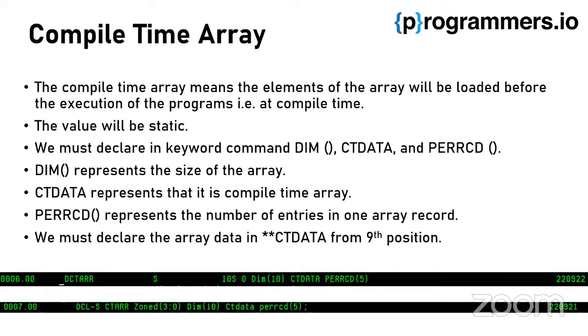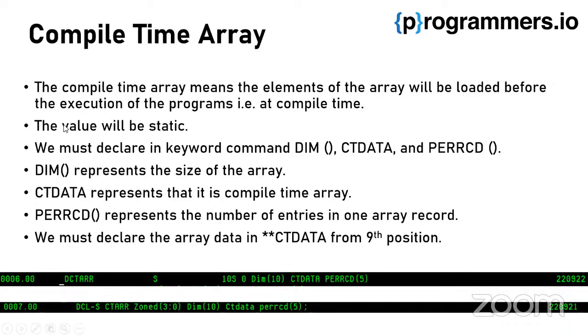The compile time array means that the data or elements the array has will be loaded into the program whenever we call the program. The data will be loaded into the array at the time when we compile the program, so whenever we call the program, it will automatically fetch the data from itself. The values provided in the compile time array are static. It means the values we have provided in the program can't be changed unless we make the changes in the object itself.